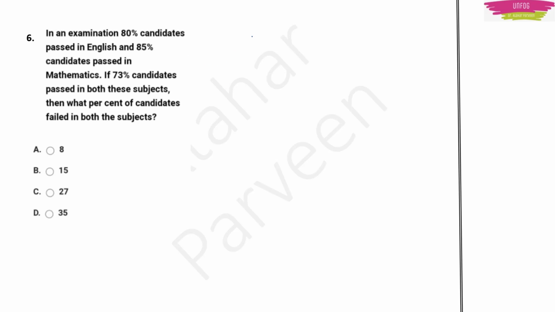Okay. See here, students passed in English. How many students passed in English? 80% passed in English. How many students passed in maths? Some 85% passed in maths. Correct. Then how many students passed in both? 73%. 73% passed in both.